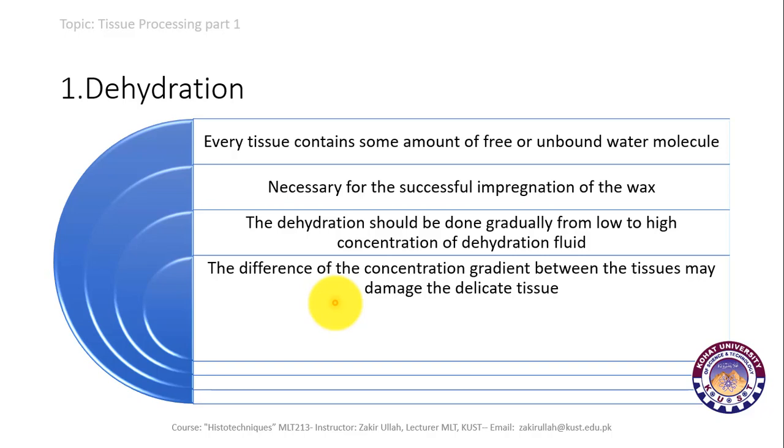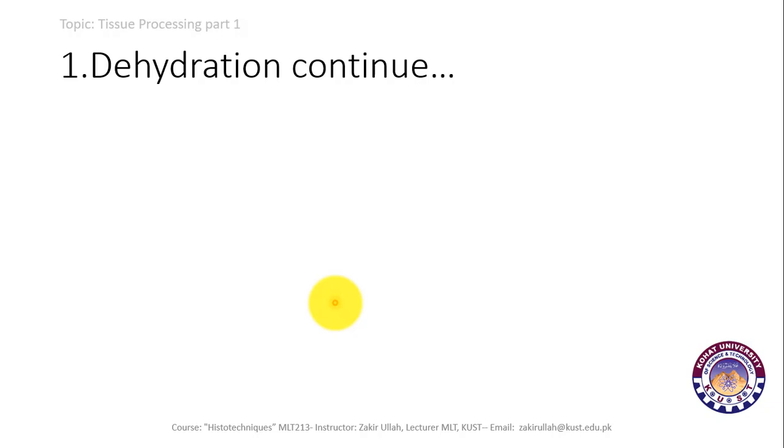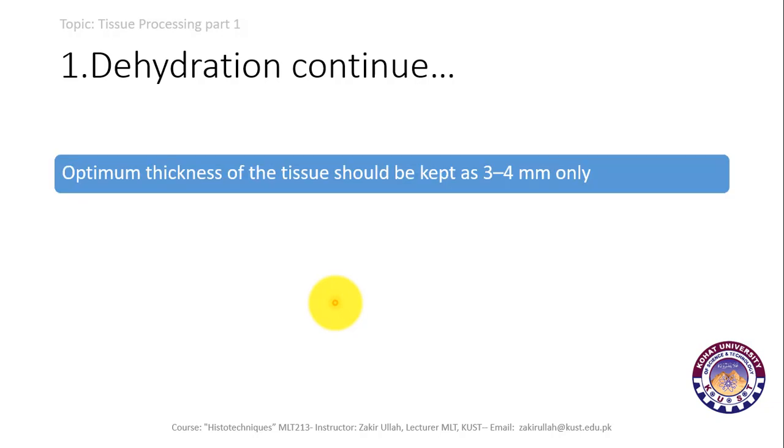So that is why the gradual increase is performed for the dehydration purpose. The smaller the size of the tissue, the better is the infiltration of the embedding. Therefore the tissue should first be sliced into thin sections. The optimum thickness of the tissue should be kept under 5 mm, and 3 to 4 millimeters is a good size for the dehydration.